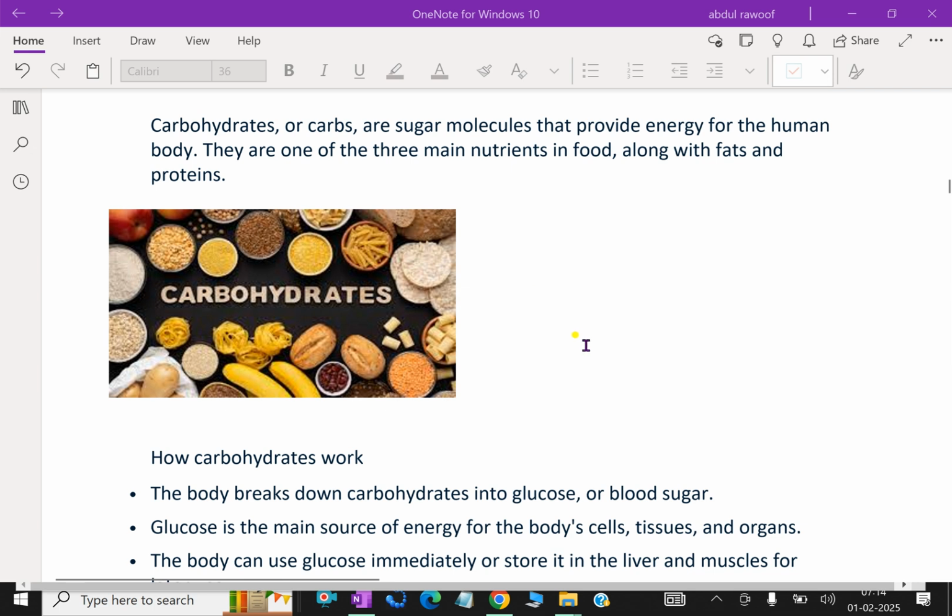Carbohydrates, or carbs, are sugar molecules that provide energy for the human body. They are one of the three main nutrients in food, along with fats and protein.